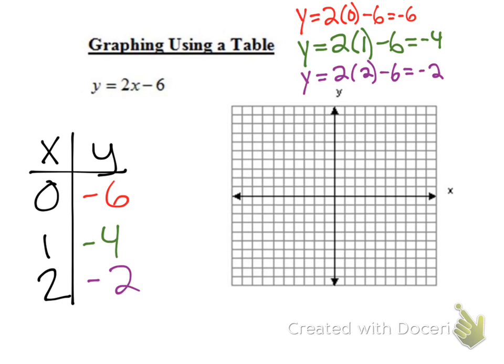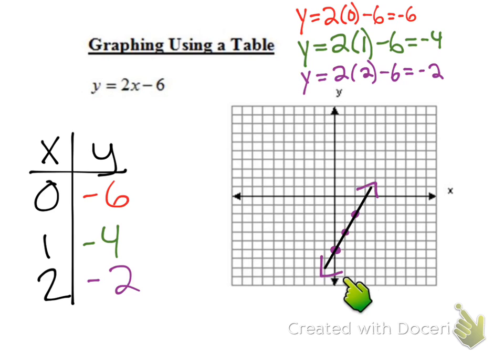So 0, negative 6. So side to side, 0, down 6. Put a point. 1, negative 4. So right 1, down 4. Put a point. 2, negative 2, so right 2, down 2, put a point. Once you have 3 points from your table, you can get something super straight, like the side of your ID or a note card or a ruler. Connect them, put arrows on the ends.